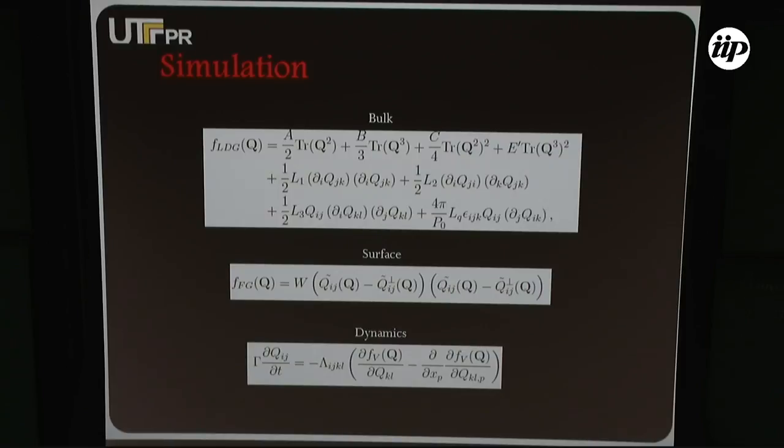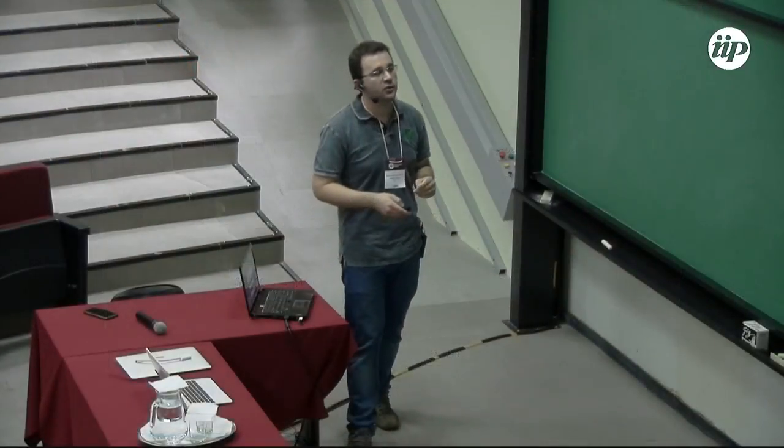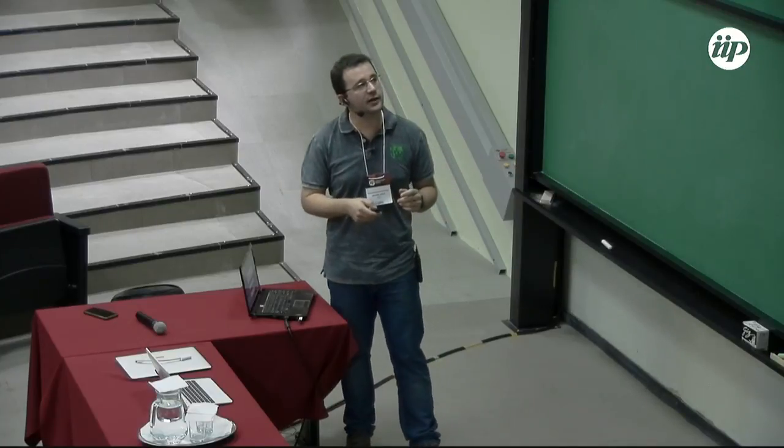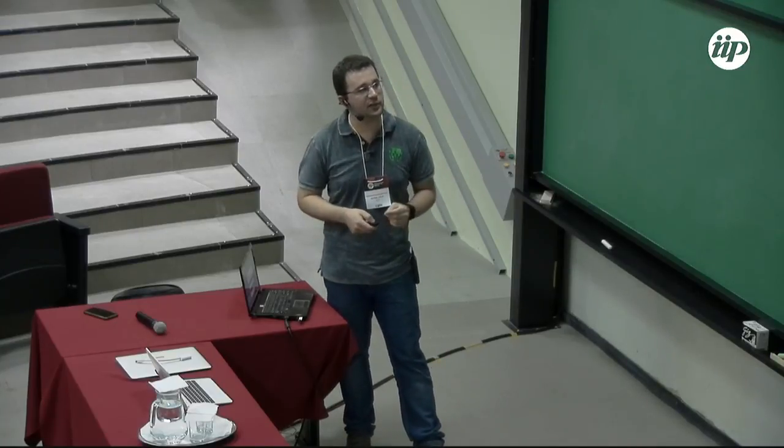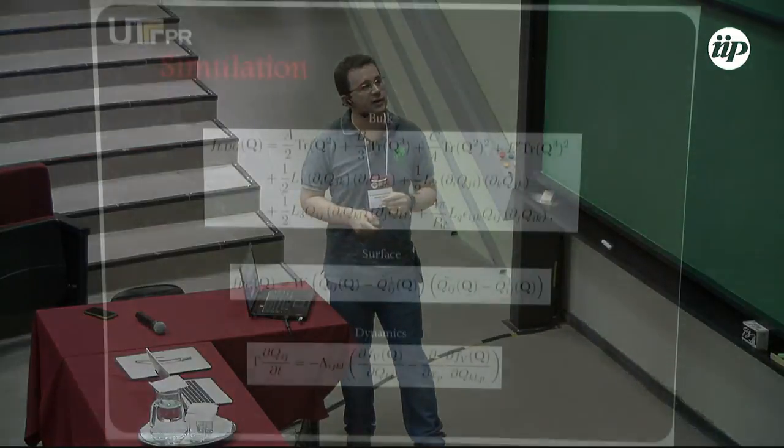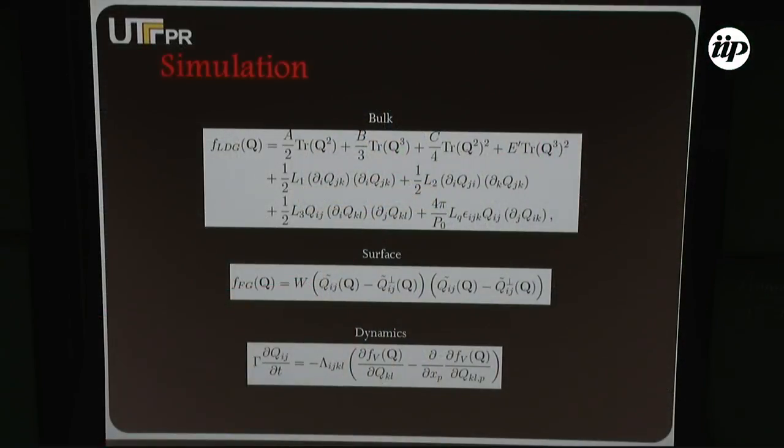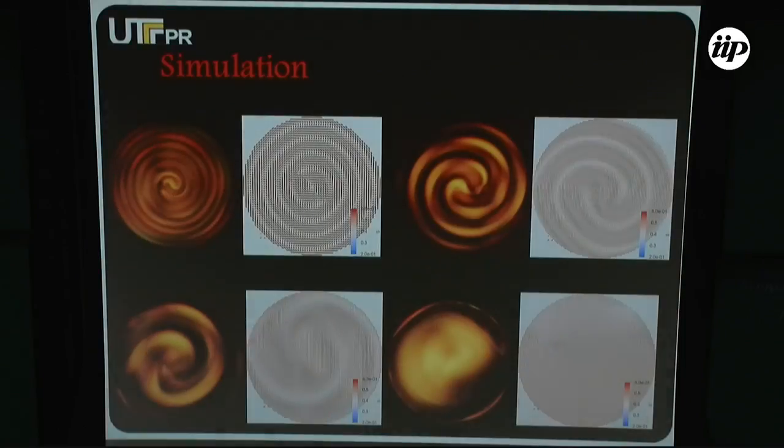We're currently doing some simulations about this. We're trying to understand how these defects move around. We're doing Landau-de Gennes simulations. People have shown this before. So we have a bulk energy, surface energy, and we add dynamics. This is pretty much the same modeling Zumer does in his papers, but we add the dynamics because we want to see how it dynamically changes. And right now we're getting some interesting results. Nothing is published here.